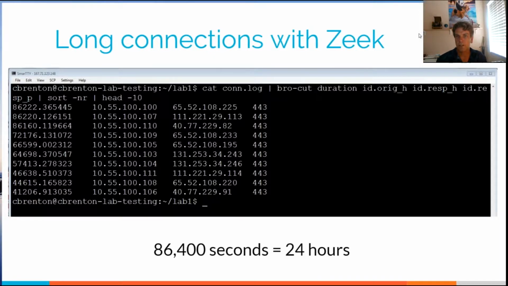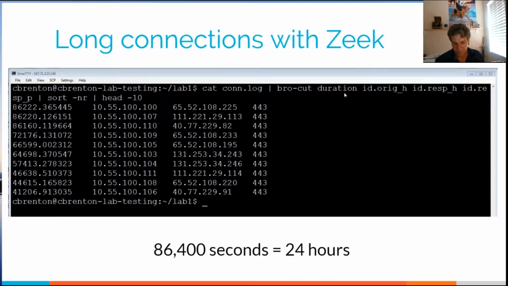Now we also want to take a look at long connections. Well, I can pull that out of the conn log in Bro as well. I can go in and I can say Bro cut, show me duration. So duration is just, hey, between the SYN packet and the FIN packet, or the first packet and the last packet in the session, how long did this session take place?